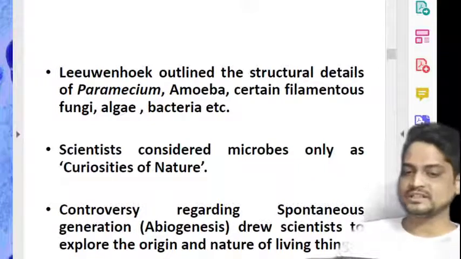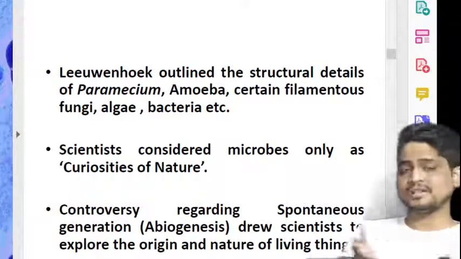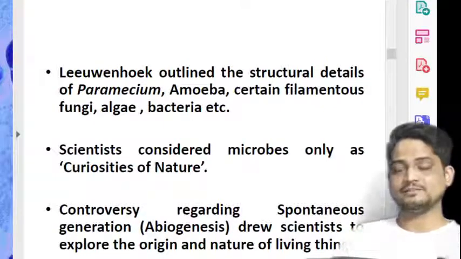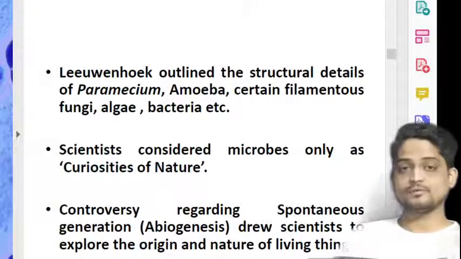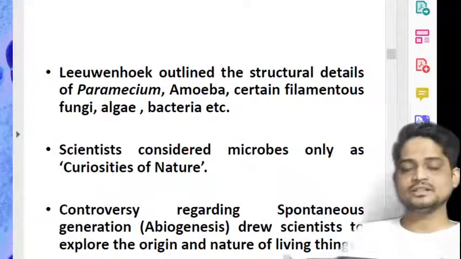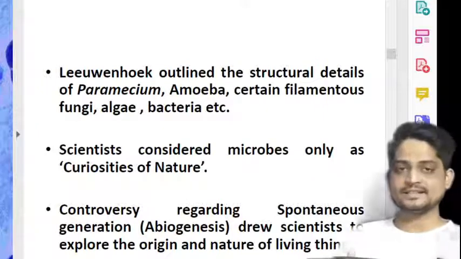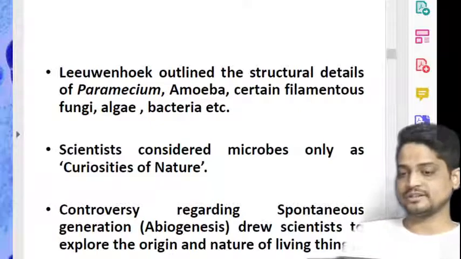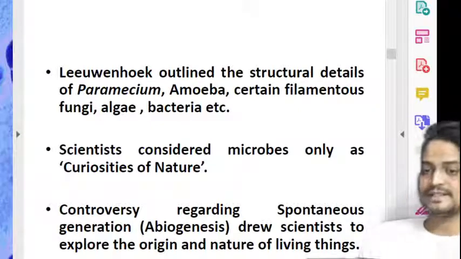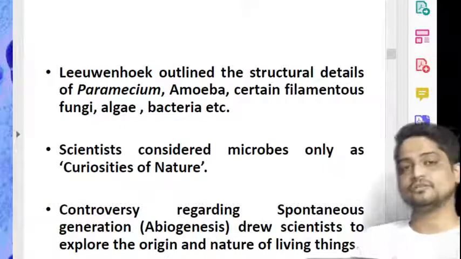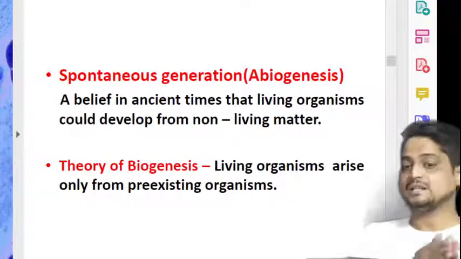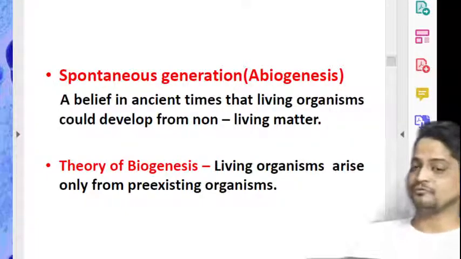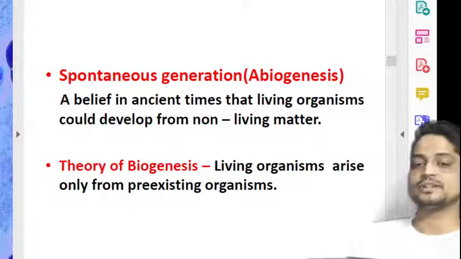Then came controversies regarding spontaneous generation, or abiogenesis. What is abiogenesis? It is the theory given at that time that life forms come from non-living material and occur spontaneously on Earth. This theory drew scientists to explore the origin and nature of living organisms.